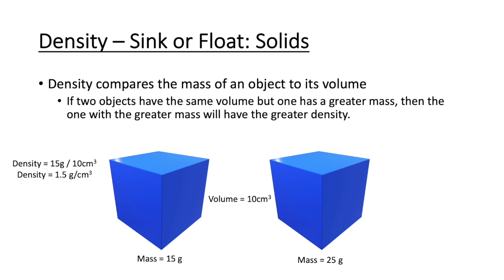Let's look at the next cube. So again, we would do 25 grams divided by 10 centimeters cubed, or mass divided by volume, to then find that the density of this cube is 2.5 grams per centimeter cubed. So look at that, this statement is correct. The one with the greater mass does indeed have the greater density.